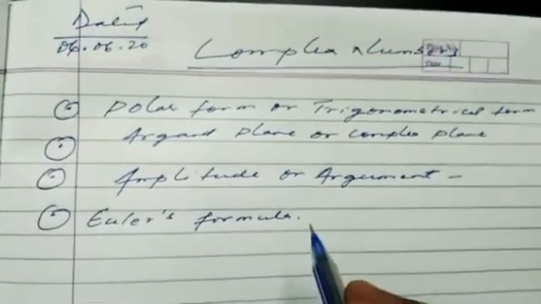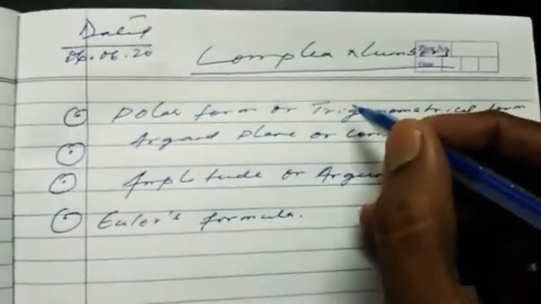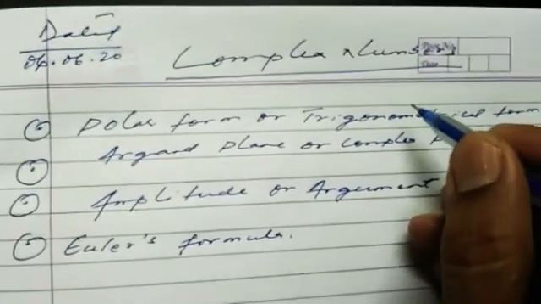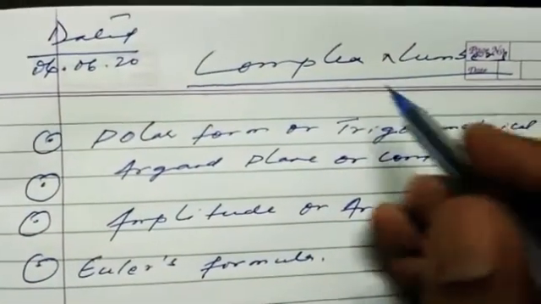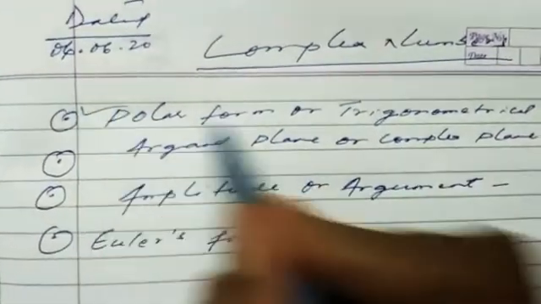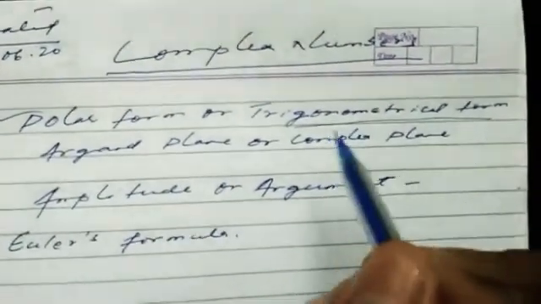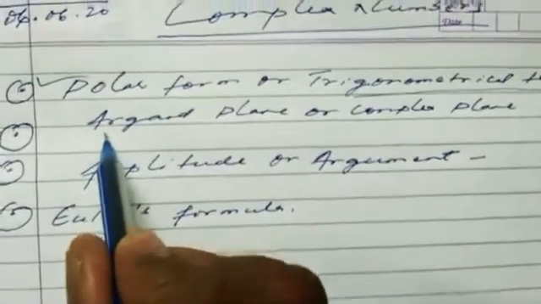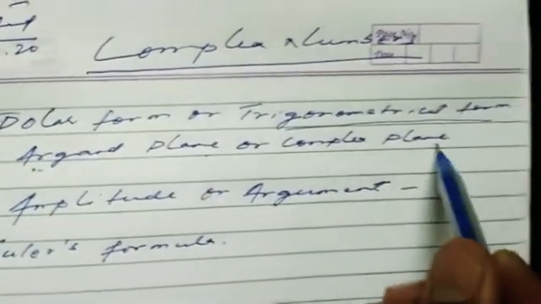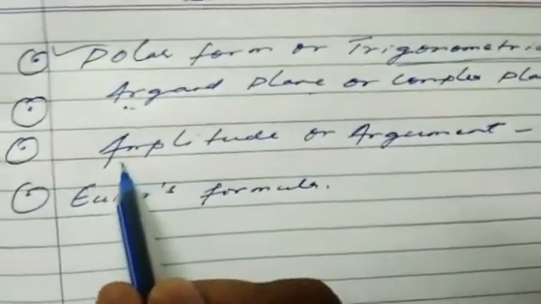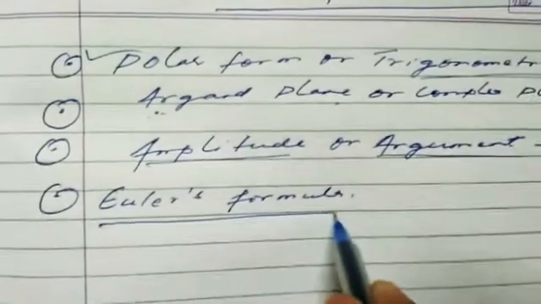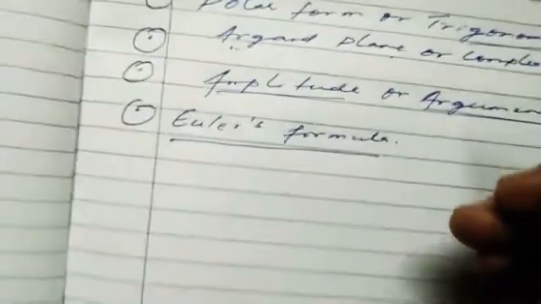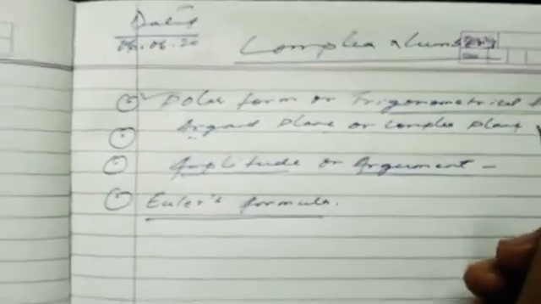Hello students, in the previous class we have gone through the cube roots of unity. Now this is another concept, and that concept is polar form or trigonometrical form. Apart from that, we will also discuss the Argand plane or complex plane, amplitude and argument, and Euler's formula. So these are the four concepts which you have to go for.